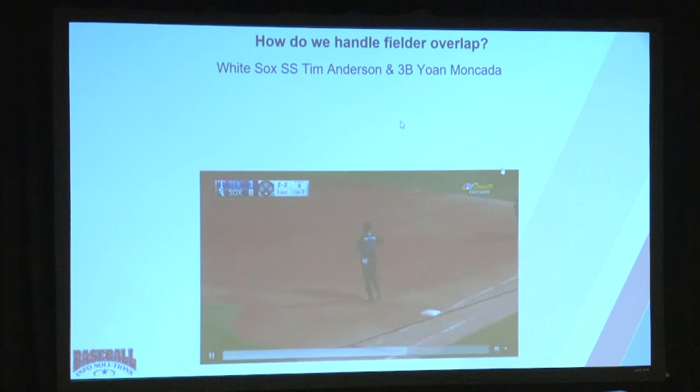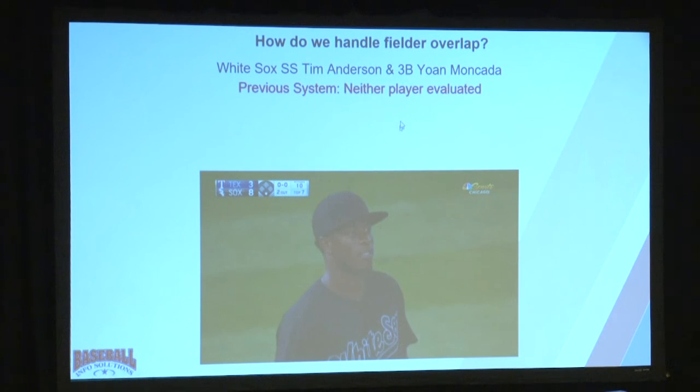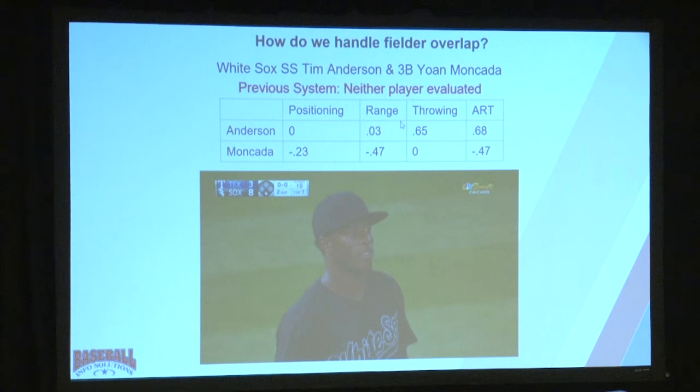Moncada went for the ball, couldn't get it. Anderson went for the ball too. He did get it. He made a terrific throw to first base to complete the play. In the previous version of the system, neither player was evaluated because it turned out the White Sox were in a shift there. But in the new version, you will see that, and we'll start with Moncada.